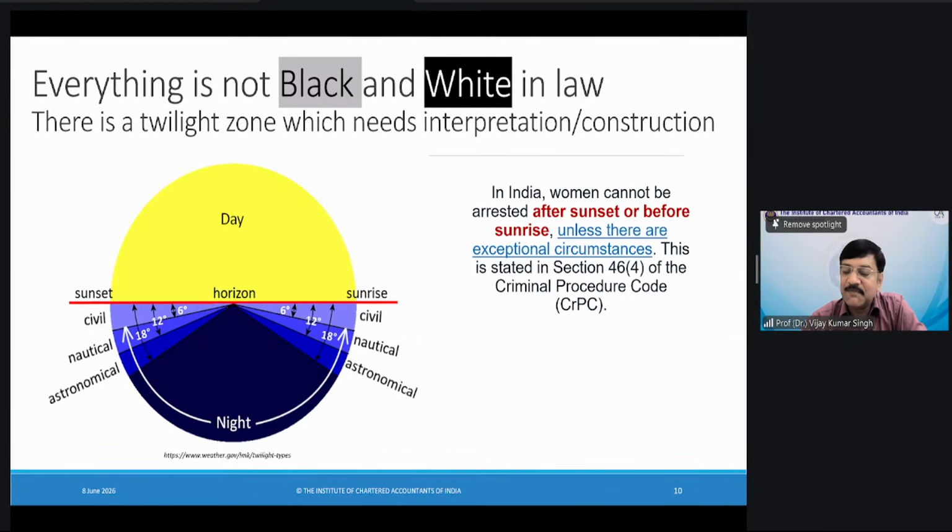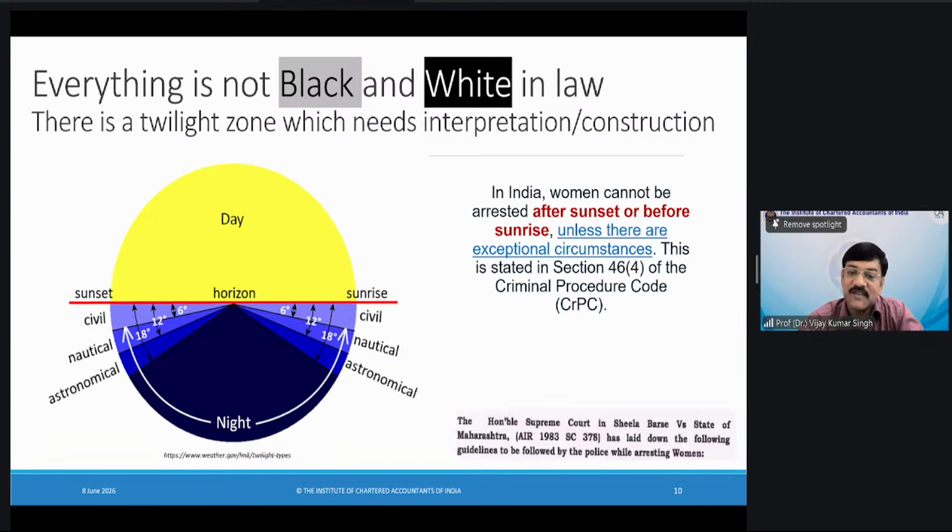I can give you one example. In CrPC, a woman cannot be arrested after sunset or before sunrise unless there are exceptional circumstances. This is written in section 46(4) of the Criminal Procedure Code. So when do you decide that it is sunset or sunrise? On the basis of the lightness, or do you look at the time given for sunset and sunrise on that particular day? This requires interpretation, and courts have interpreted it.